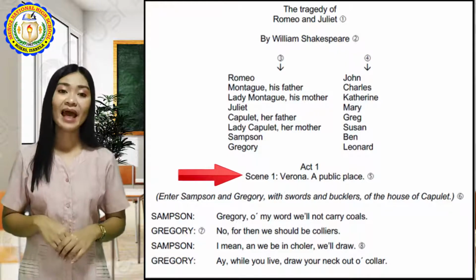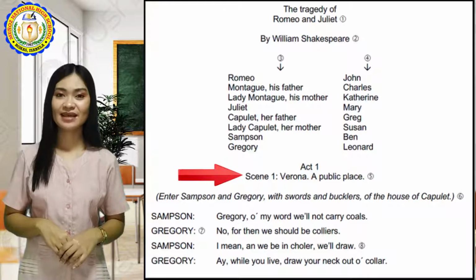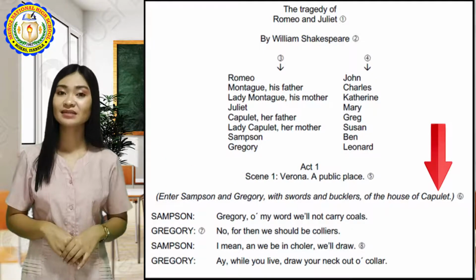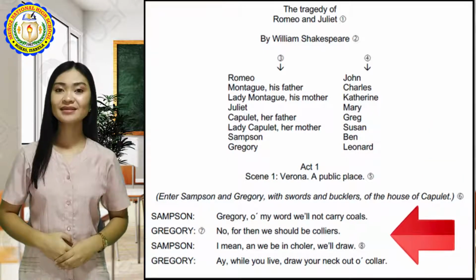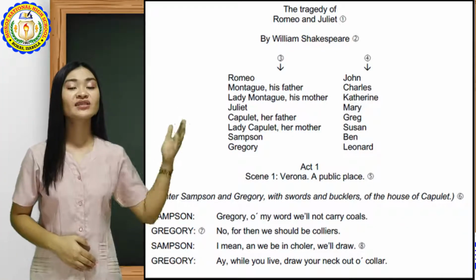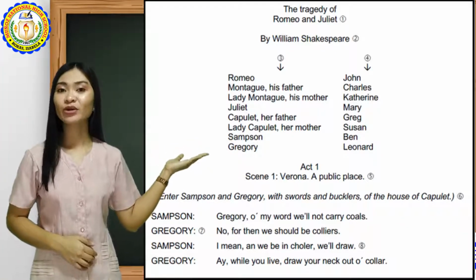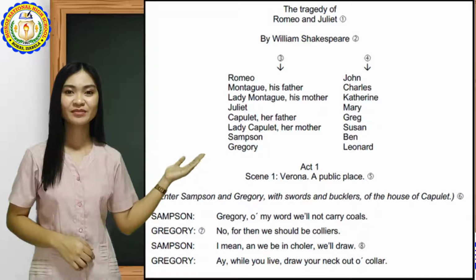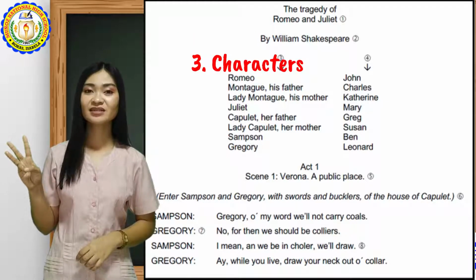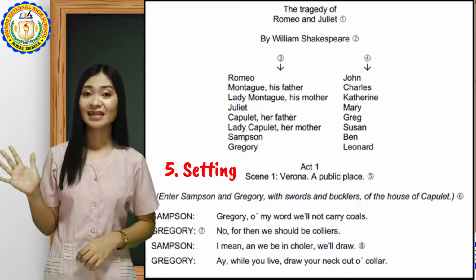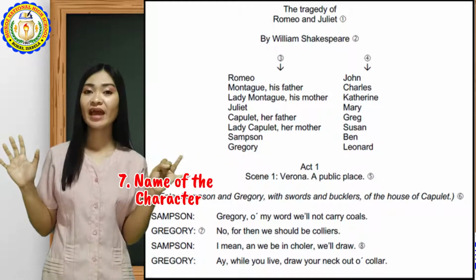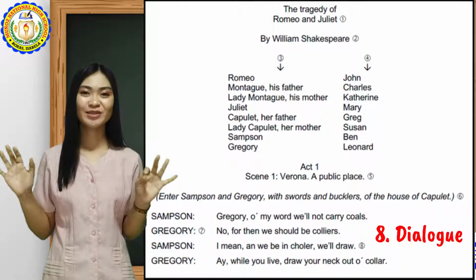Below, write the act, the scene, or the settings. Next, inside the parentheses or the brackets are the stage directions. Next, we have the characters and their dialogues. Again, these are the elements you'll need to outline or structure in the play: the title, playwright, characters, cast, setting, stage directions, name of the character, and dialogues.